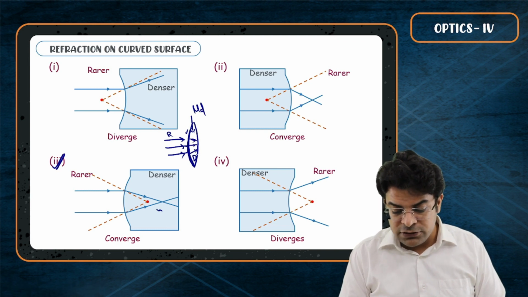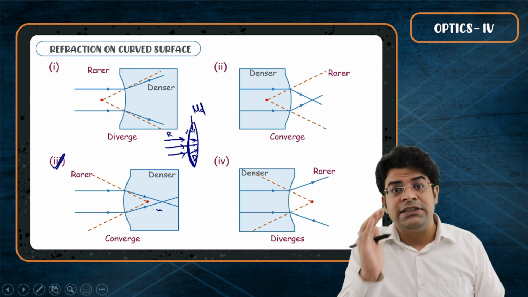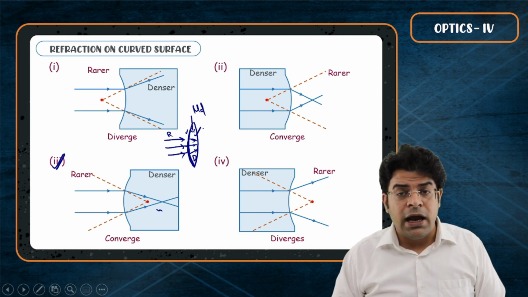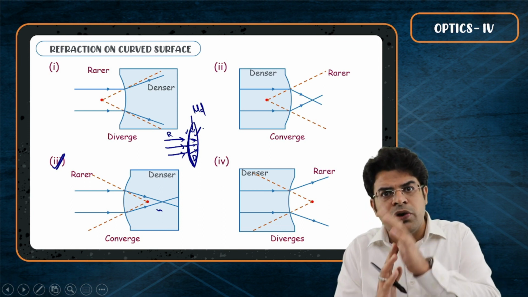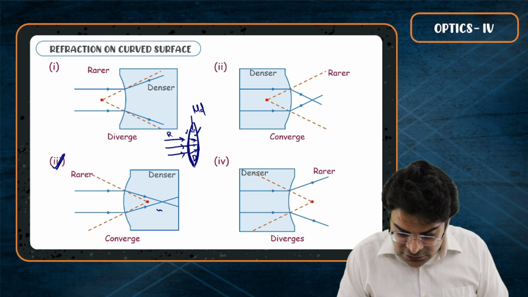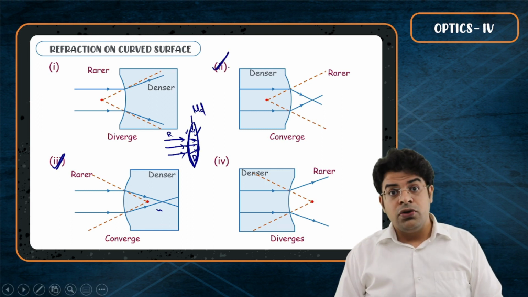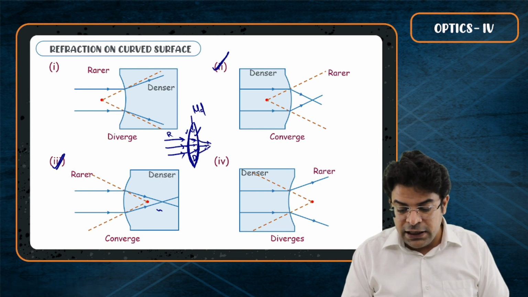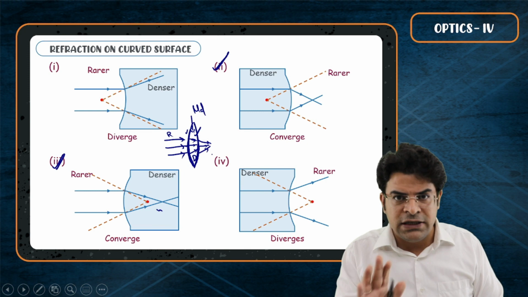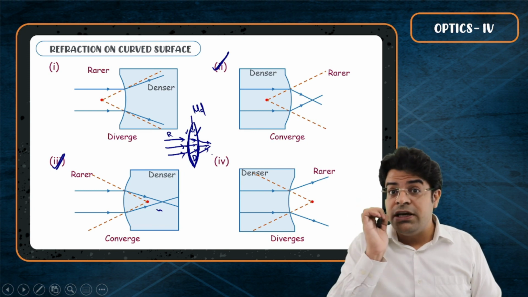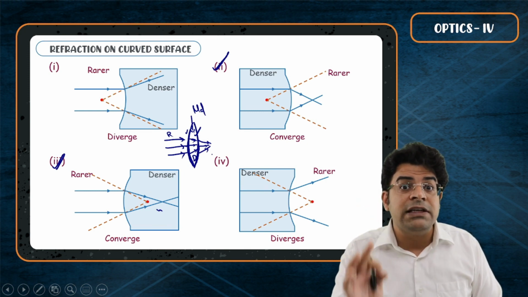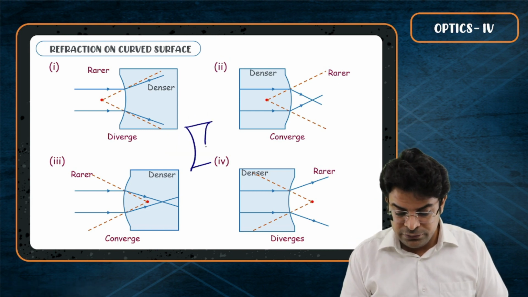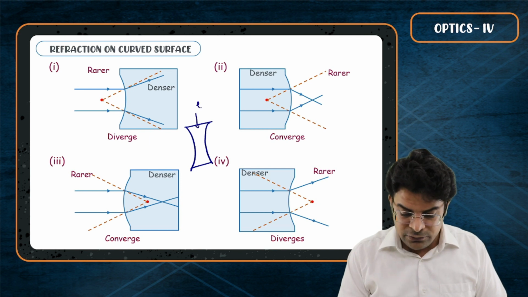Now, once converged, when these rays reach the second surface, now these rays are moving in the denser medium and they're trying to move from denser medium into rarer medium, and the curvature looks like this, which is the same as in case 2. So the rays will get converged again. So do understand that in the normal biconvex lens, which is made up of glass, when used in air, both the surfaces converge.